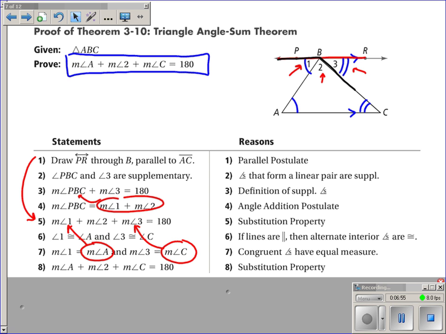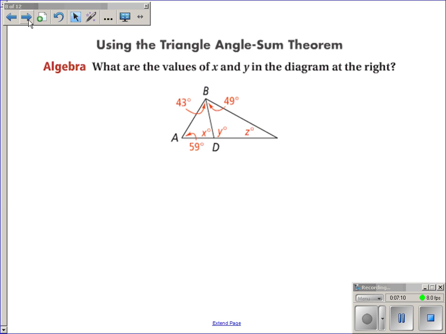Okay? So the reason why the measures of the angles add up to be 180 degrees is for the exact same reason that a line is equal to 180 degrees. And that's the end of our proof. Okay, now using the triangle angle sum theorem, the measures add up to be 180 degrees. And we can look at some algebra questions.